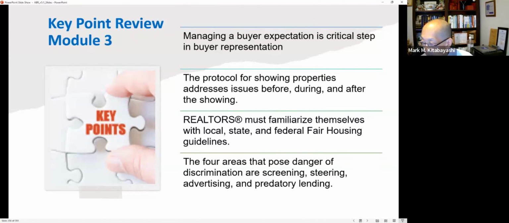Realtors must familiarize themselves with local, state, and federal fair housing law for the United States, and whatever the law is on discrimination in Thailand. In Thailand, is there any law related to housing discrimination that you know of? Anybody? In Thailand?